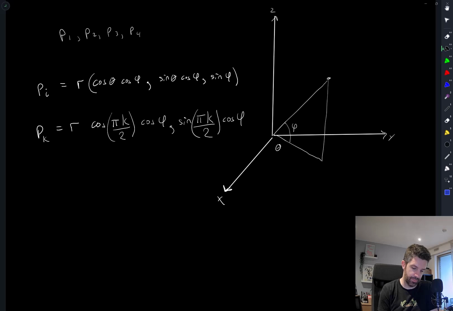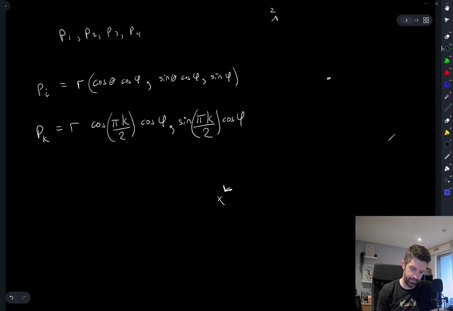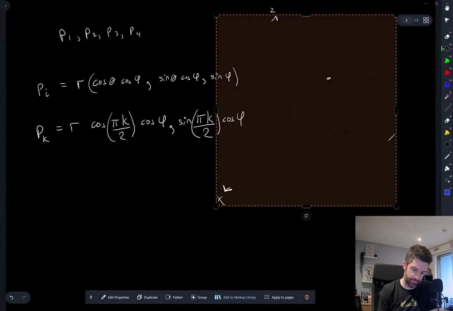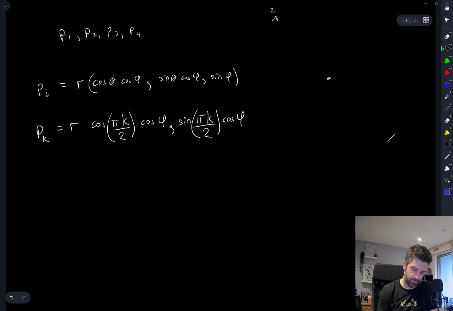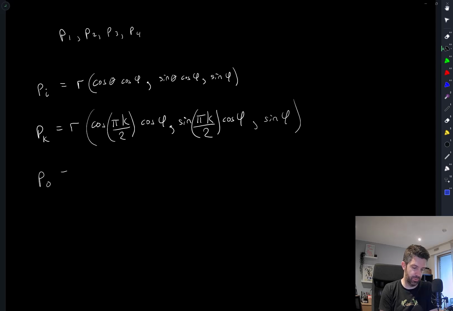I don't need this diagram anymore. Let's do it the slow way. And sine phi. So those are the coordinates of my 4 base points. And P0, which will be the vertex, is R times 0, 0, 1.